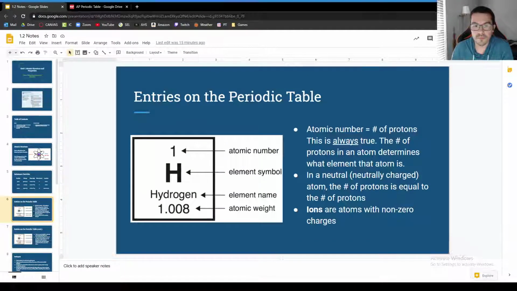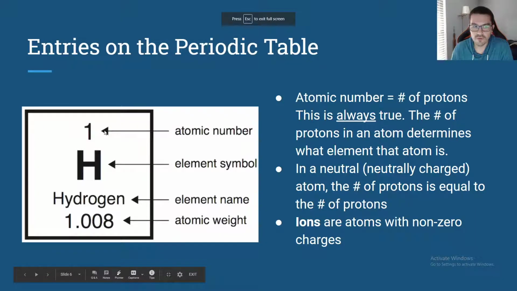So anyways, back to this. So some notes about this entry on the periodic table. The atomic number is equal to the number of protons that you're going to find in an atom of that element, okay? And this is extremely important. This is always true, okay? The number of protons in an atom determines what element that atom is. The number of protons is like the identity of the element, okay? And there aren't very many easy ways to change the number of protons in an atom. So take note of that, okay? The atomic number is equal to the number of protons.